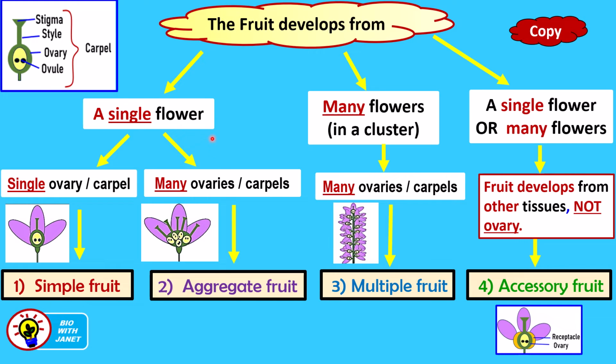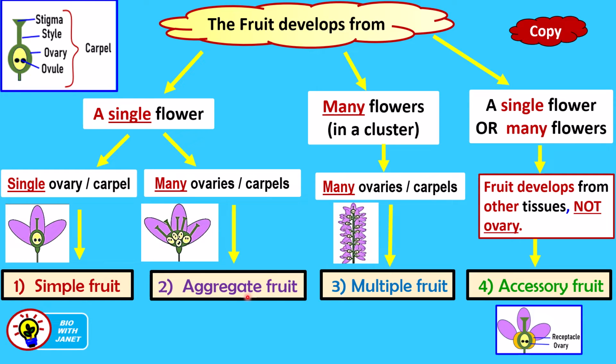But some flowers have many ovaries. As you can see here, there are many carpels that are all fused together. And here you have five ovaries with the ovules, which develop into the seeds later on. So a single flower with many ovaries, as compared to a single ovary. If the fruit develops from a single flower with many ovaries found in many carpels, then it is an aggregate fruit.